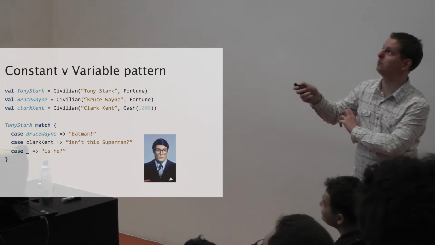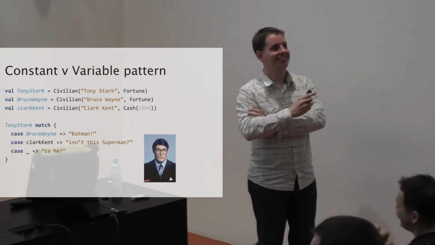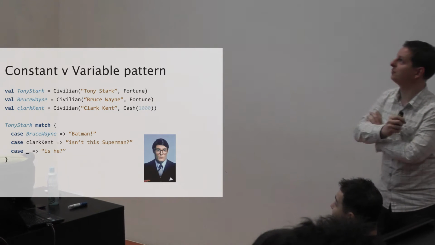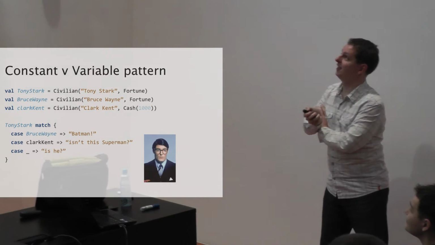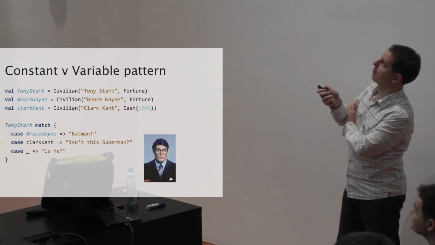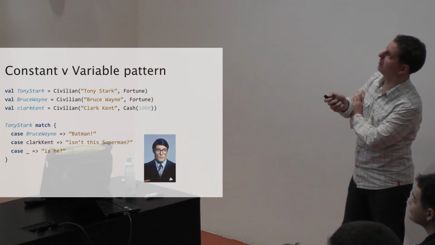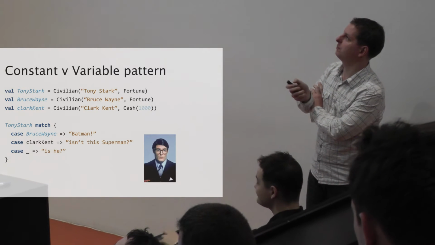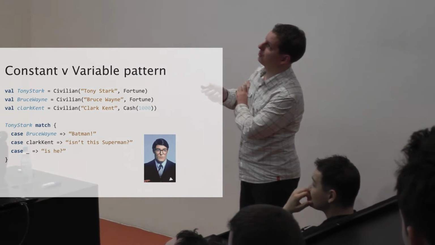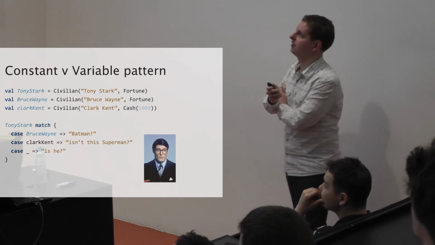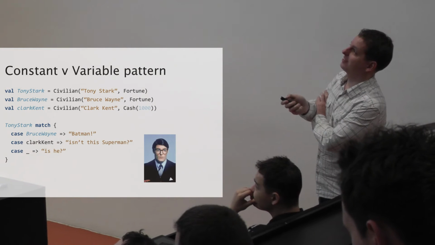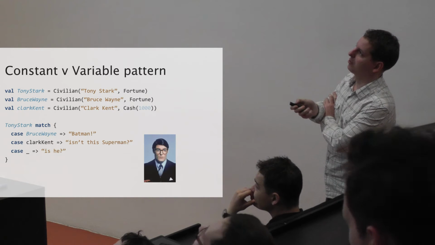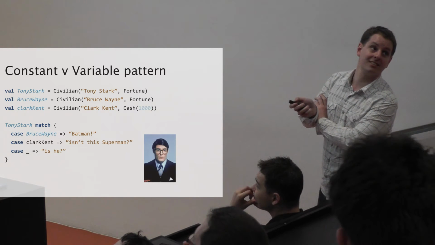Yes, I have made this italic and blue, but the compiler doesn't really know that. Let me show an example with more context. Let's say we have a Tony Stark, you know, he has a fortune, Bruce Wayne, against a rich man, and this poor journalist Clark Kent, some cash in the pocket. And we will match Tony Stark against these three branches. And you can see it bare naked. Bruce Wayne, bunch of letters. Clark Kent, bunch of letters. There is some reason why it's not italicized and blue.